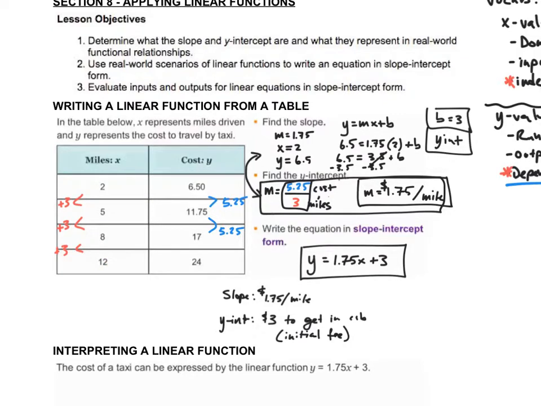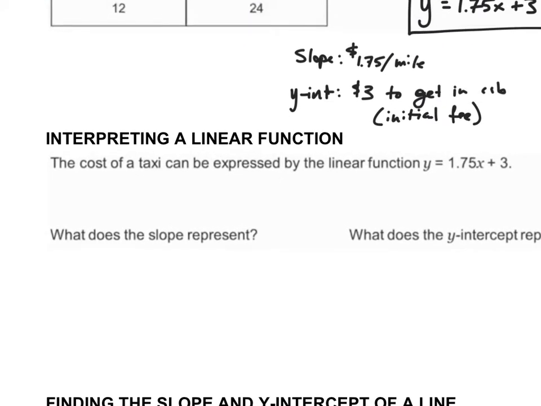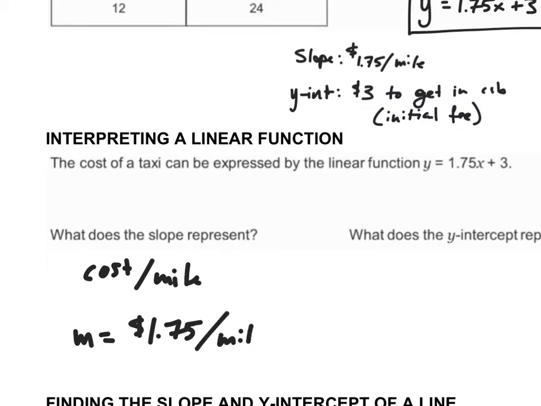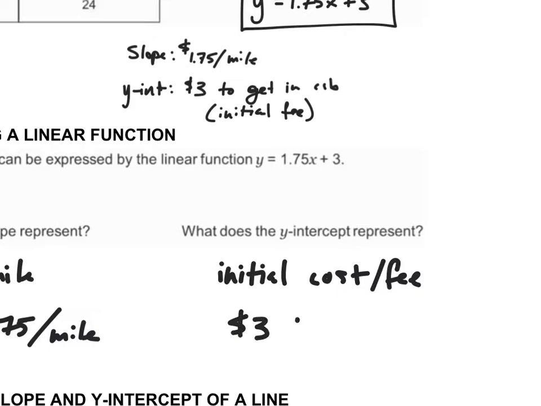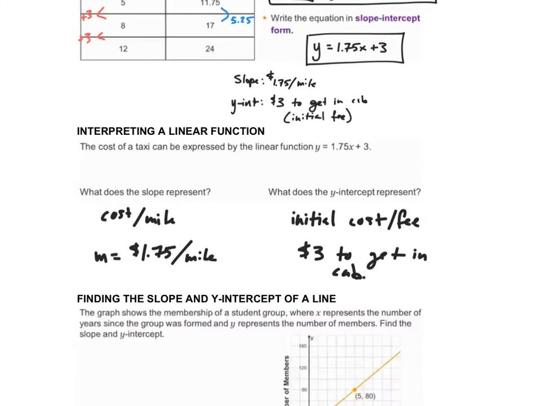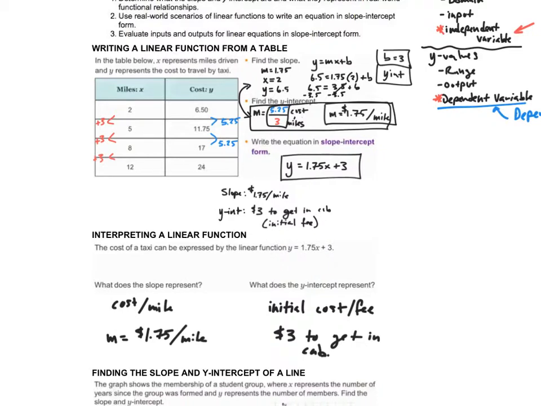So, we already did this. What does the slope represent? The slope represents the cost per mile, and remember that we wrote that as $1.75 per mile. What does the y-intercept represent? The y-intercept represents the initial cost, or initial fee, which is $3 to get in the cab. So when you agree to get in the cab and go for a ride, that's what you pay. So it's important that we try to figure out what those things mean based on the information we got.